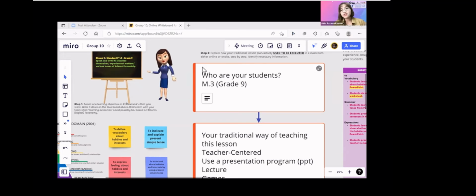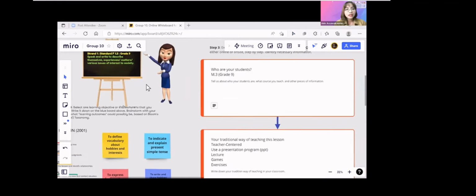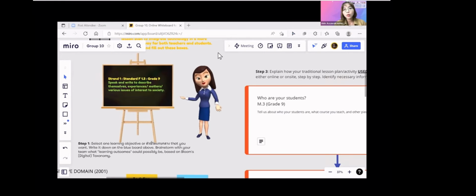We're going to teach the students about hobbies and interests with the present simple tense. The students are studying in Matayom 3, or grade 9, and we have some learning objectives here. We expect our students to speak and write to describe themselves, experiences, matters, and various issues of interest to society.